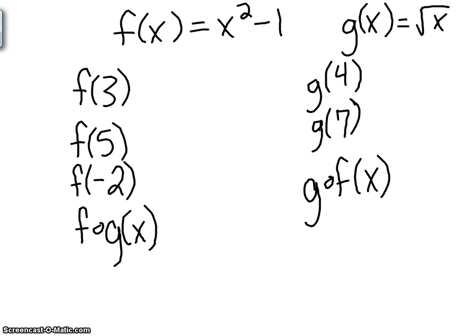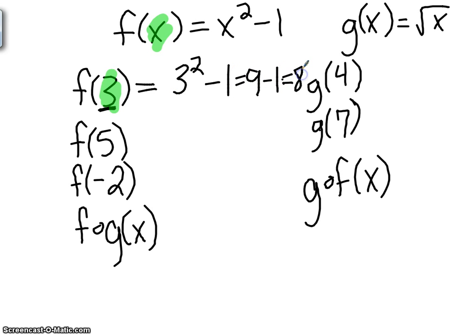So let's say I've got f of x is equal to x squared minus 1. I've got g of x is equal to the square root of x. So if I'm starting off with f of 3, that means in my equation, if I start off with x squared minus 1, I can see that the 3 has replaced my x, so it has to replace x here, and that would be 3 squared minus 1. I work it out and I get 9 minus 1, or 8.